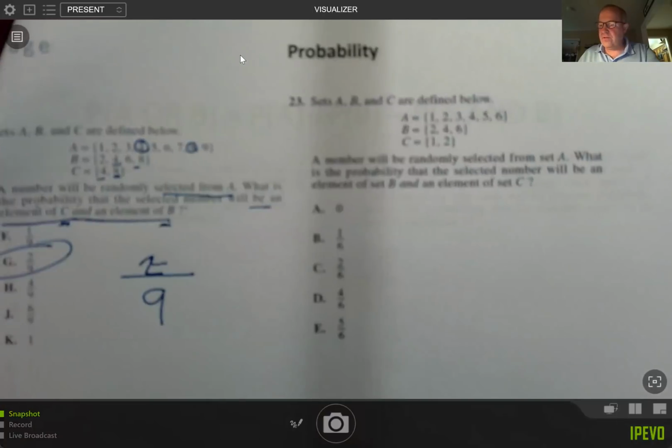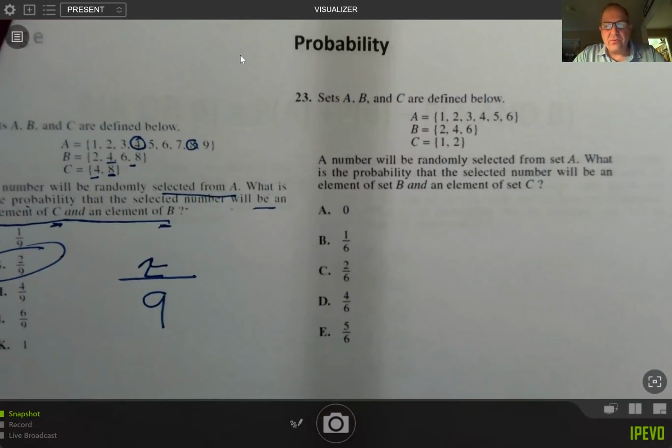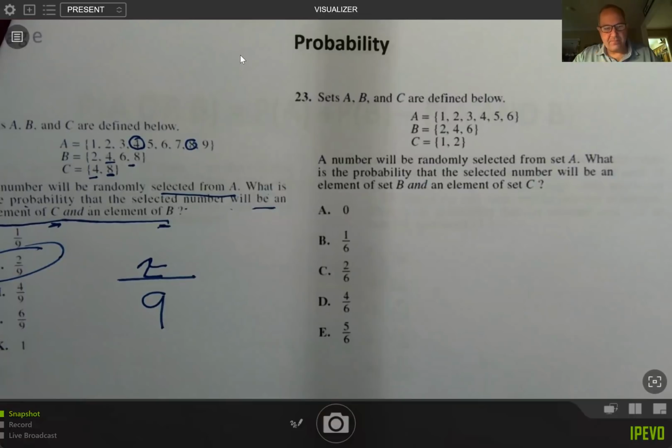Okay, your turn. You're going to do this one, and I'm going to give you, I think 30 seconds would be fair. Okay, 10 seconds left.